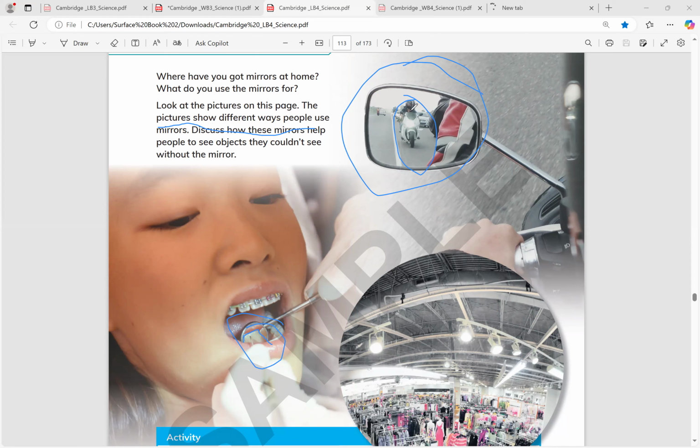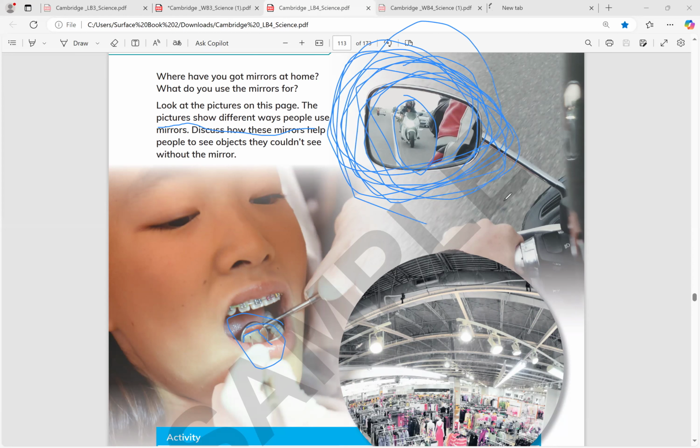Now, what about this glass? What is this used for? To show who's behind the car. It's also to show what.